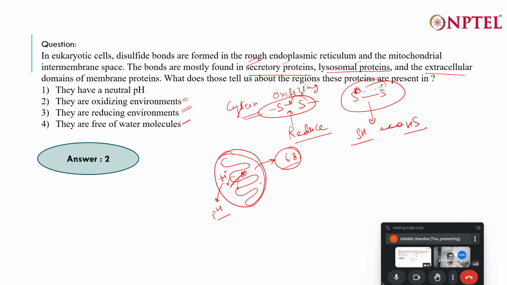Because I thought it is nearly the same, 7.2 to 8. Yes, the inner part is nearly the same, at a high pH like the cytoplasm, but the intermembrane space is maintained at a relatively low pH, because ATP production comes into play there.